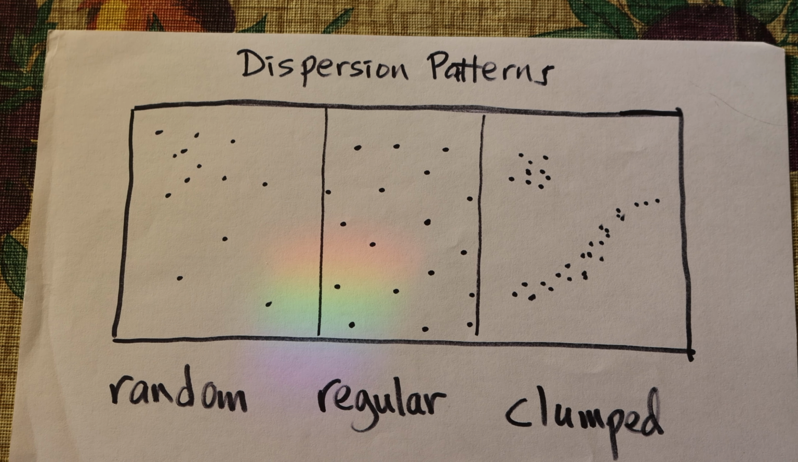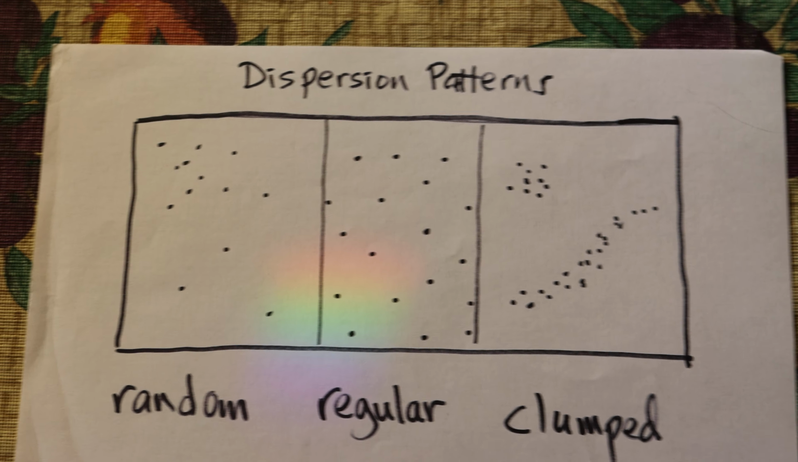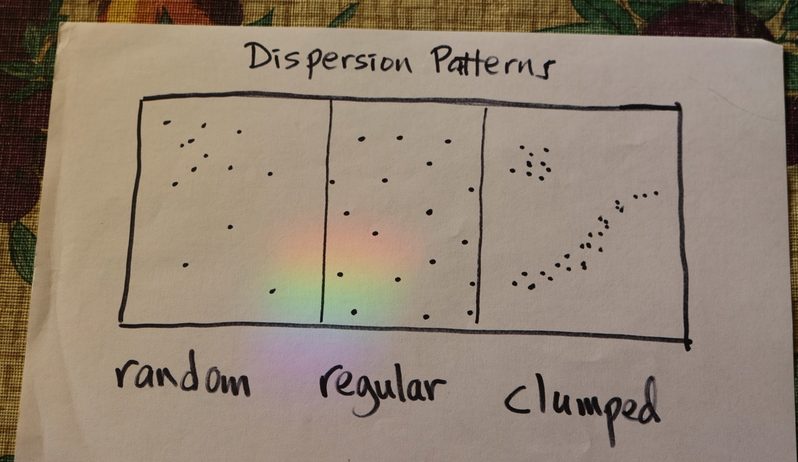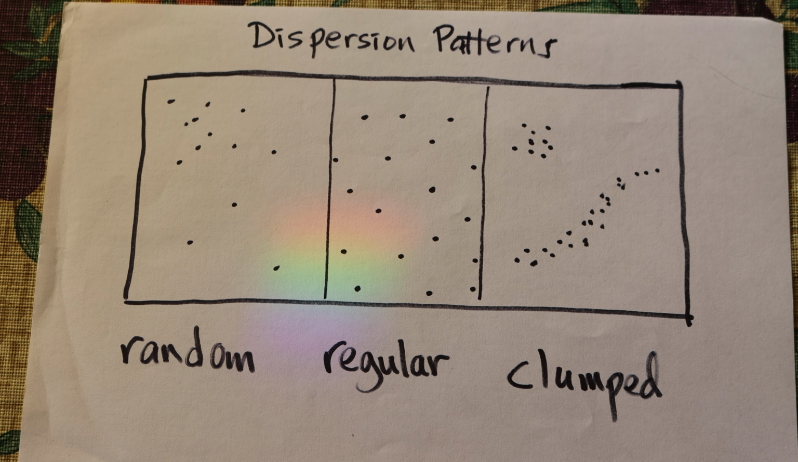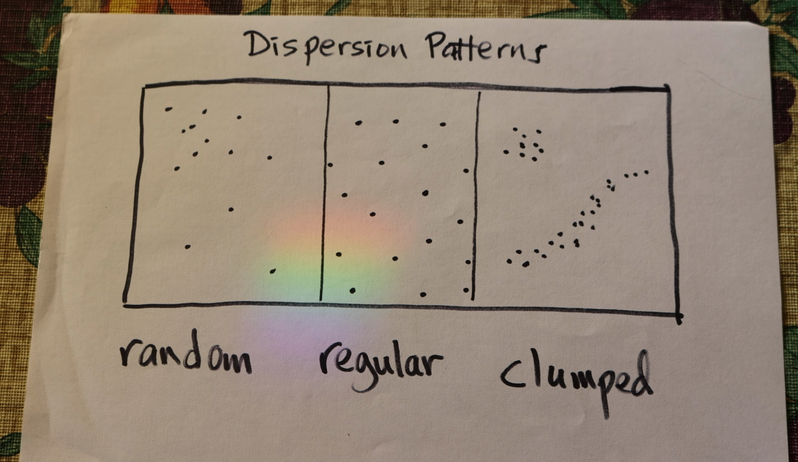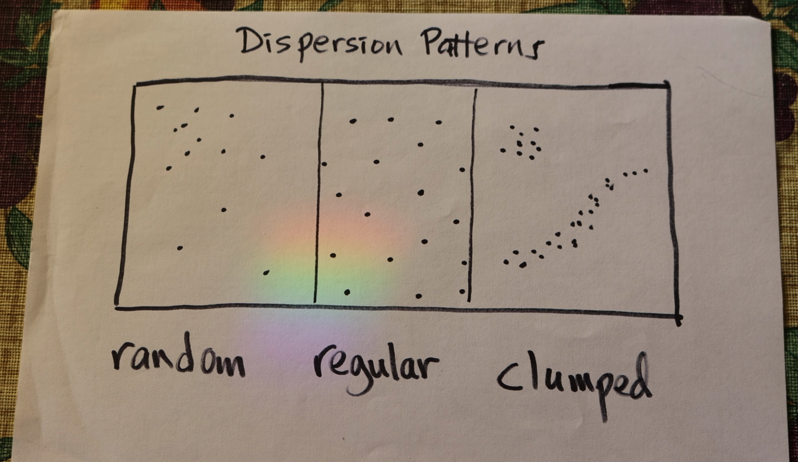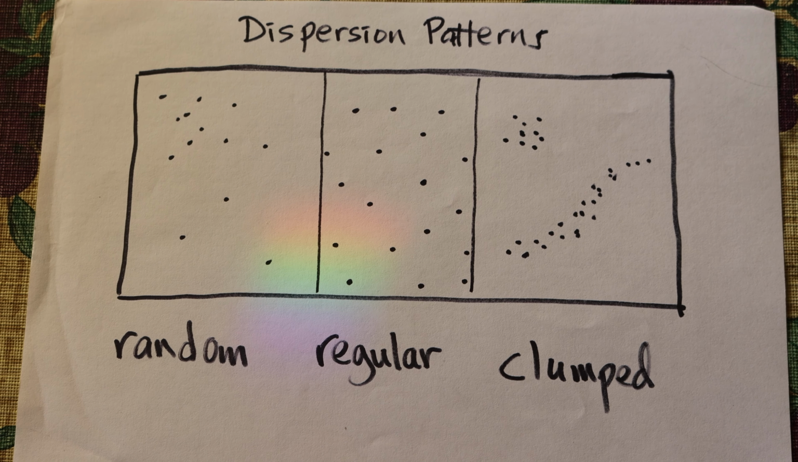Okay, let's talk about dispersion patterns of organisms in nature. First of all, dispersion refers to spacing, patterns of spacing. It's not the same as dispersal. Dispersal is movement outward, for example, after nesting, young songbirds will disperse from their natal territories, the places where they were born. So dispersal is not dispersion.